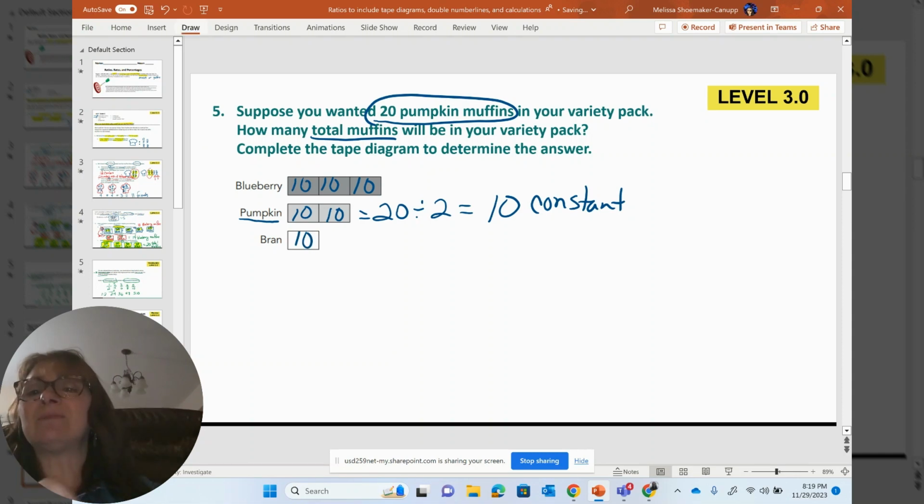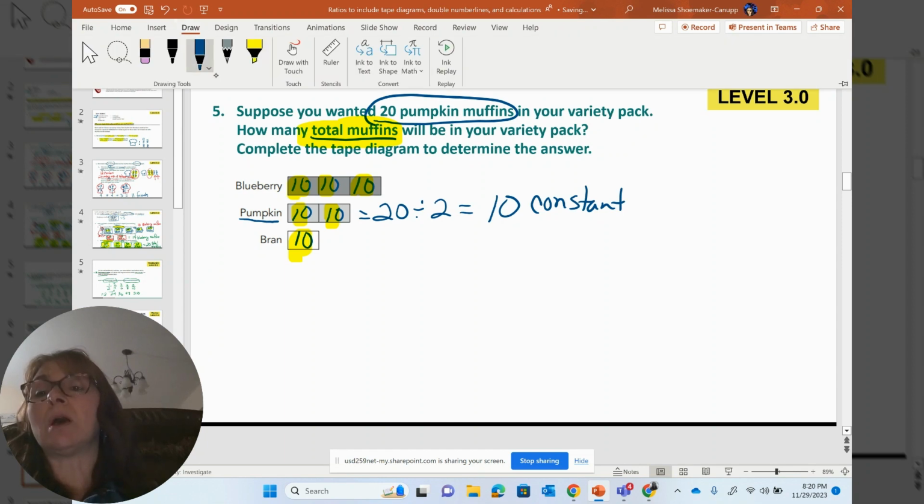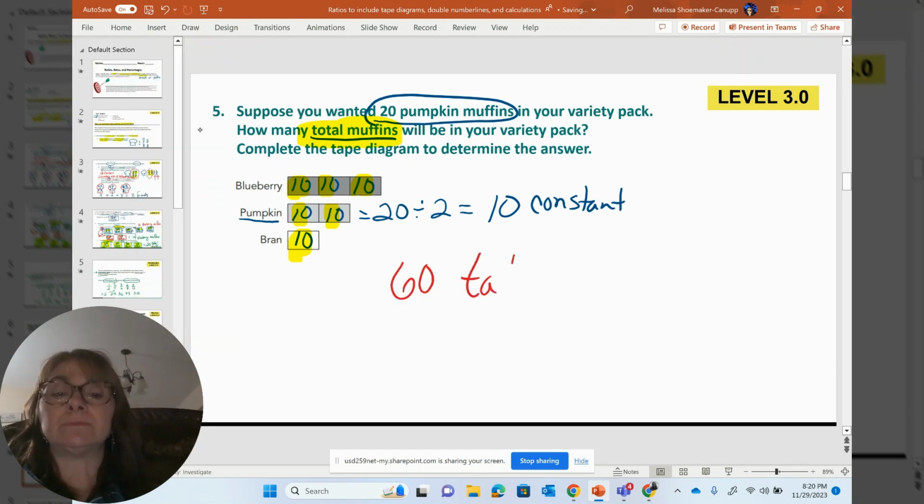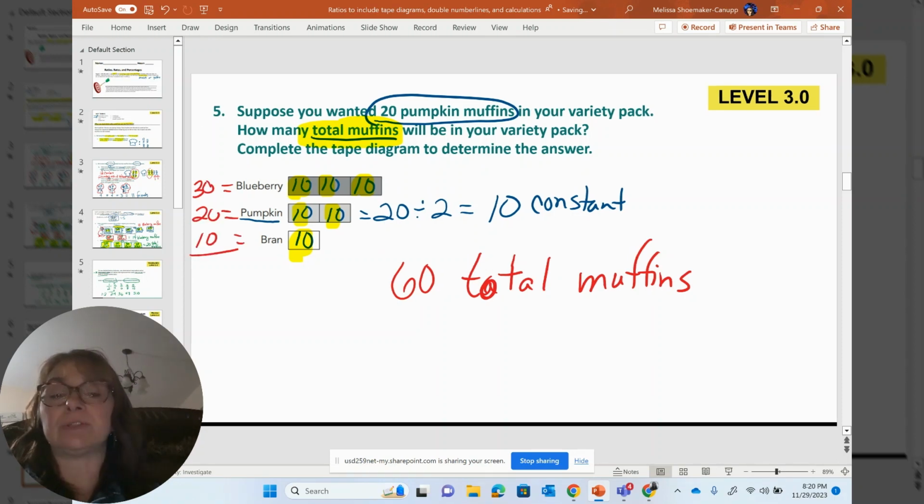What is it asking me for again? I have to go back and read the question. Total muffins. I know myself well enough to know I can skip count by 10 pretty good. 10, 20, 30, 40, 50, 60. I have to count them all because it asked me for the total amount of muffins. 60 total muffins. So you could also do, I know there's 30 blueberry, 20 pumpkin, and 10 bran. Add them up if you want to. Either way works. You still get the same answer.